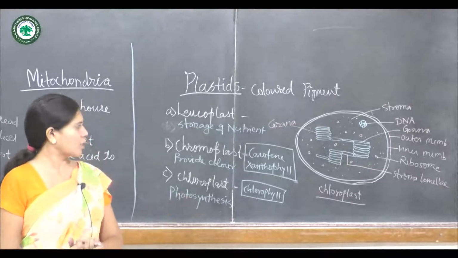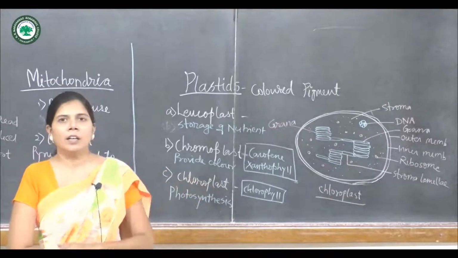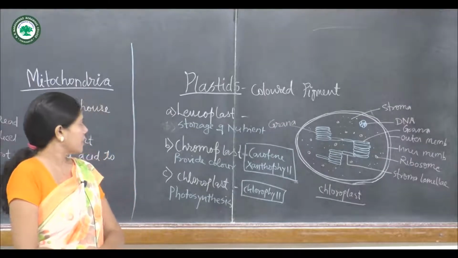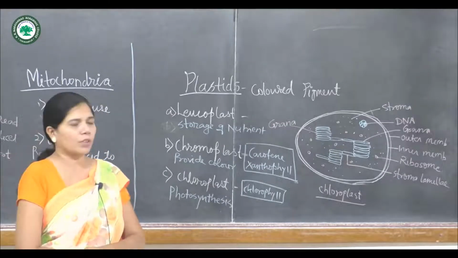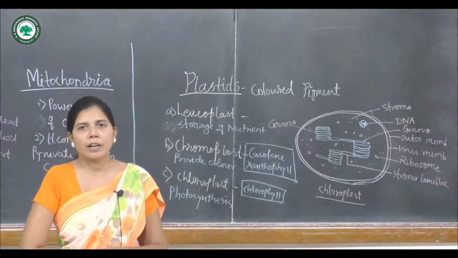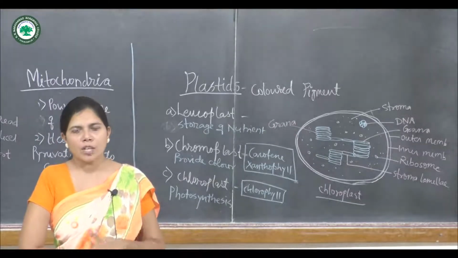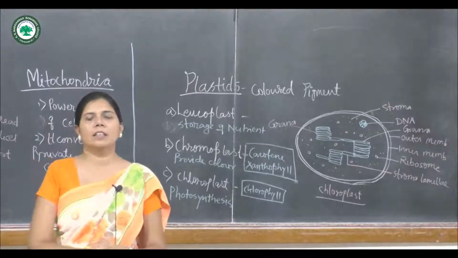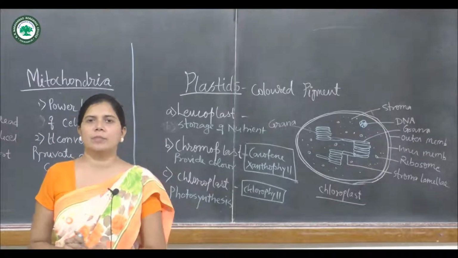So these are the structures of mitochondria and plastids, having three types of plastids: leucoplast, colorless in structure; chromoplast, which varies in yellow, orange and red color; and the last one is the chloroplast, the green colored plastid. Thank you.